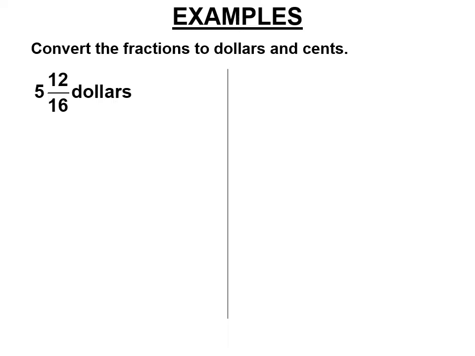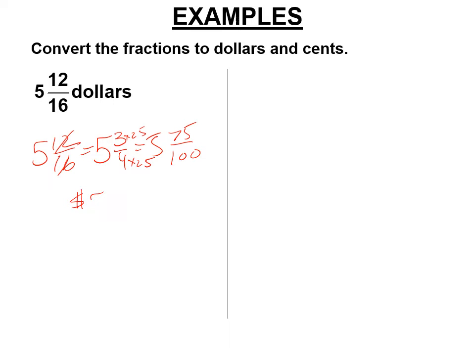All right, so we're going to make this dollars and cents. 5 12/16 dollars. What is that? Well, 5 12/16. All right, 12/16 simplifies. Divide by 4. 5 3/4. Which is 5 and how many hundredths? Well, we're going to multiply by 25. 5 and 75 hundredths. This is $5.75. 5 and 12/16 dollars.